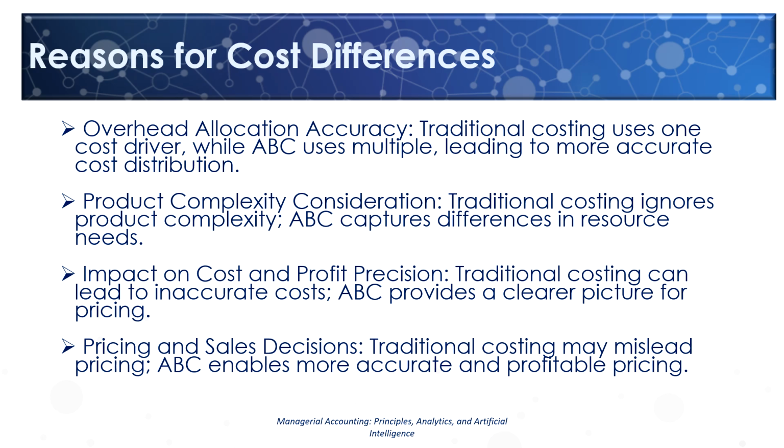Here are the main reasons cost differences occur. Traditional costing ignores product complexity. ABC captures differences in resource usage. Traditional costing may lead to inaccurate cost and profit reporting, while ABC provides clearer insight for pricing and profitability decisions. This is why ABC is especially useful in companies with diverse products.